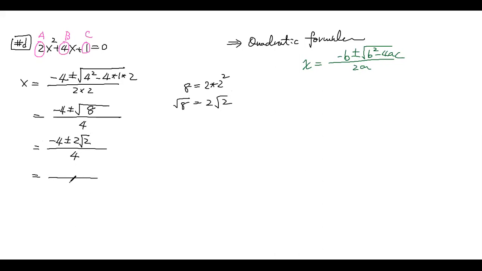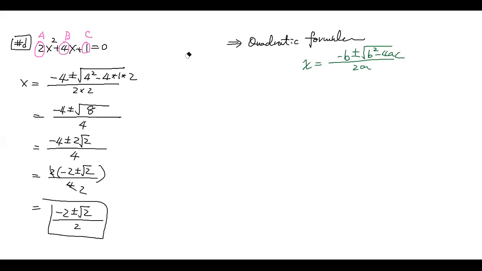So take the 2 out. So this is negative 2 plus or minus the square root of 2. So what is my answer here? My answer will be negative 2 plus or minus the square root of 2. That's my value of x here. Okay, now let's take a look at part e here. Okay, so part e.